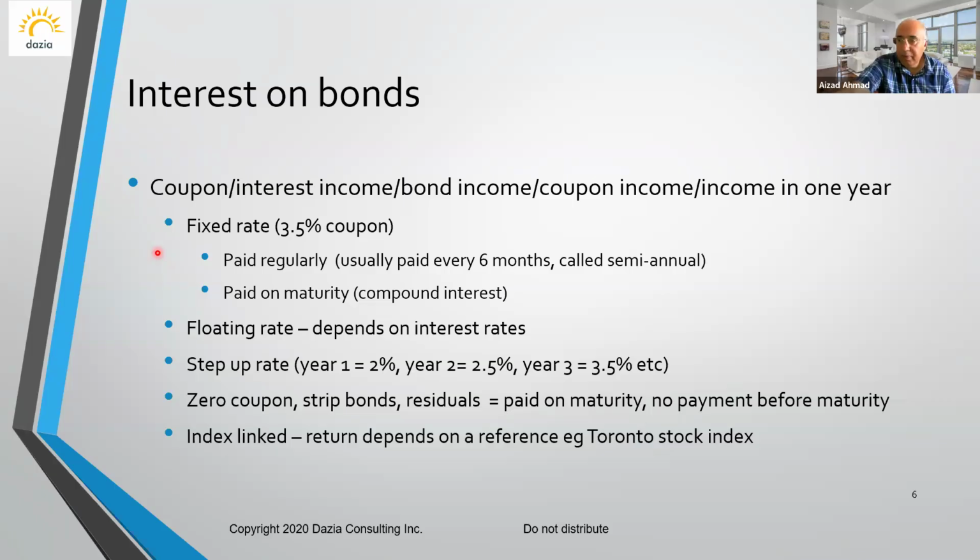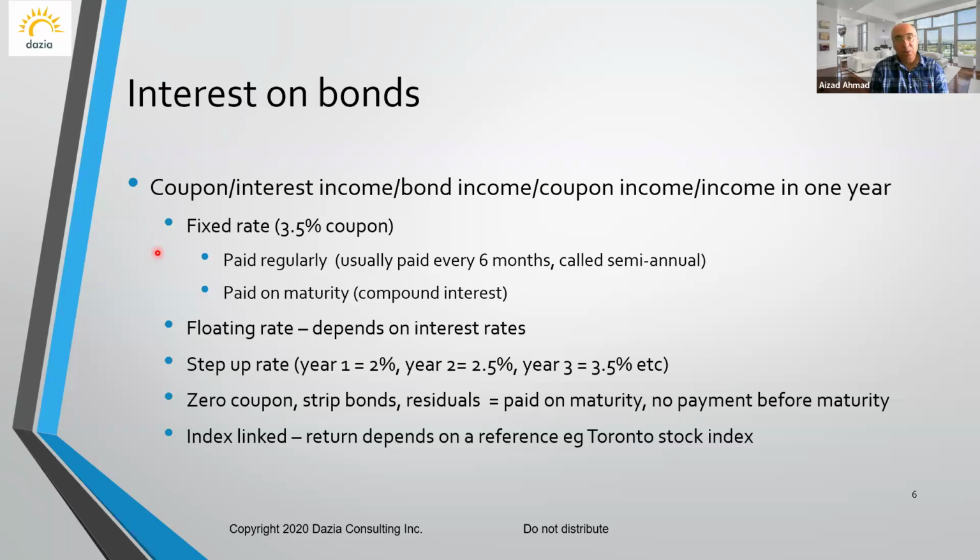It could be floating rate, just like a variable mortgage. It could be a variable payment that is a floating rate. And the floating rate depends on the market interest rates. The government of Canada changes the interest rates. And so this way, the payment may be increasing or decreasing over time. And that means your payments are going to be varying also. The step-up rate is possible also. That means in year one, they have 2%. In year two, they have 2.5%. In year three, they get 3.5%. So that is another way that interest payment may be paid. The step-up rate provides that option also.